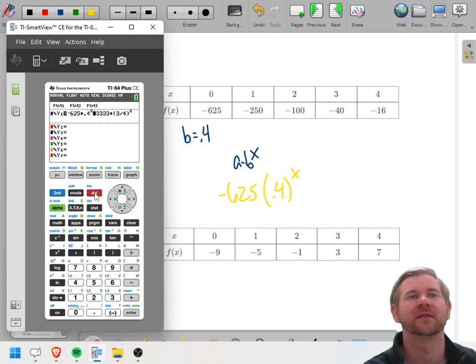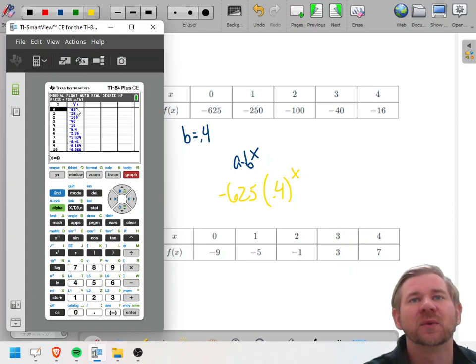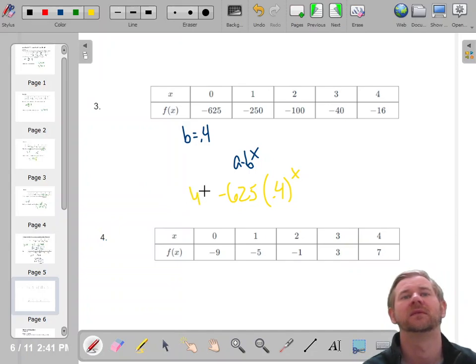Oh, I've got to get rid of all this. And then I'll go to my table. 0.4. There we go. Second table. So negative 625, negative 250, negative 100, negative 40. I got it. Good. Exponential. All right, let's do one more.